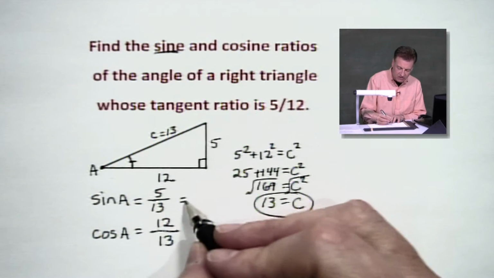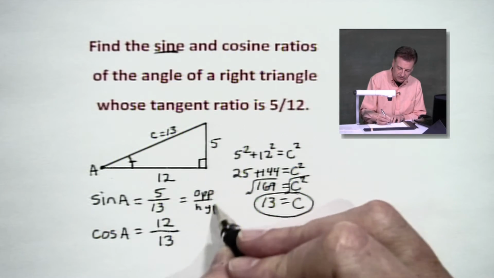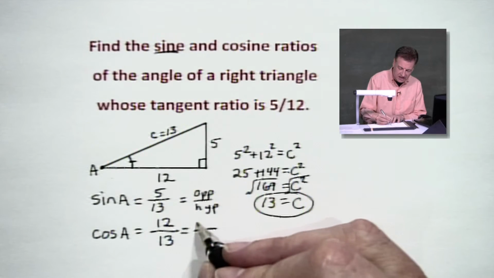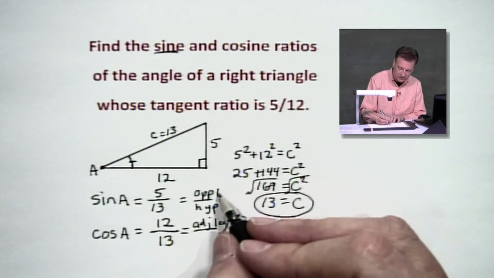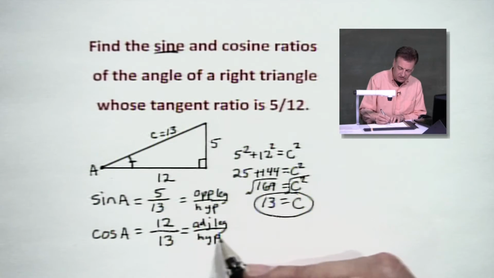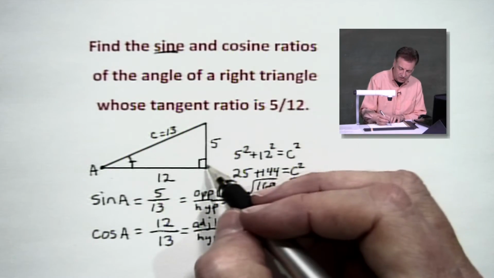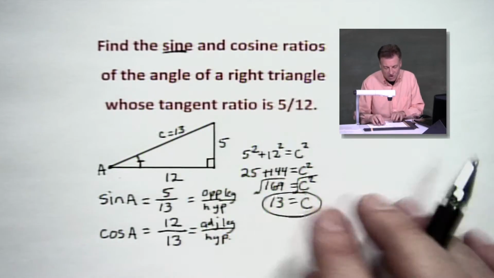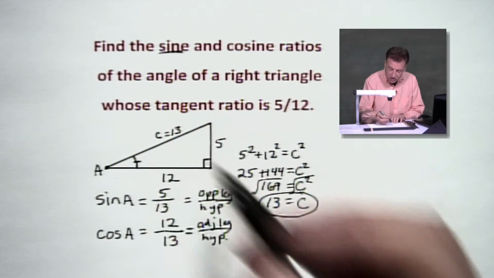So again, this one is called the opposite over the hypotenuse. This one is called the adjacent over the hypotenuse. And by the way, the opposite and adjacent are legs, and this one is over the hypotenuse. Remember, the hypotenuse is always the longest side of the right triangle. It's also the one we see across from, or opposite, that right angle right there. So there's your story.